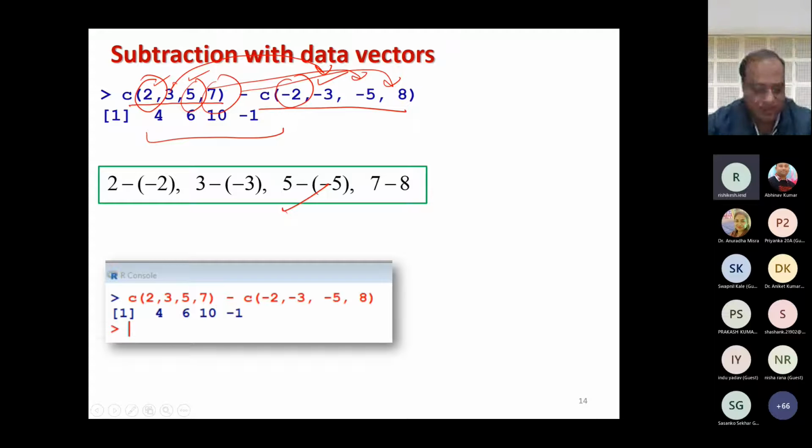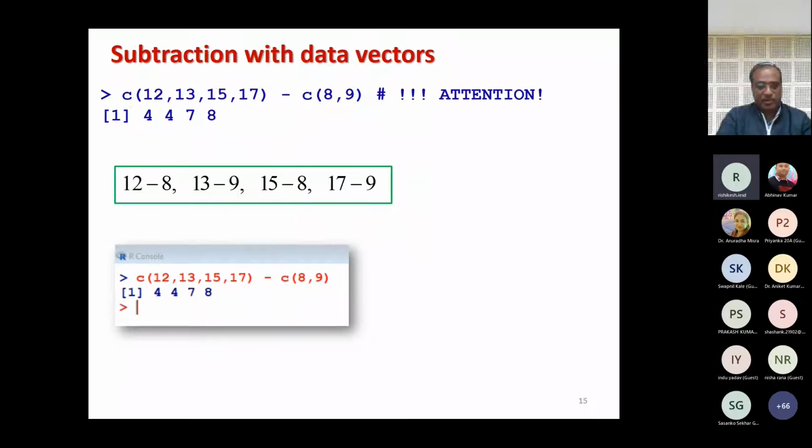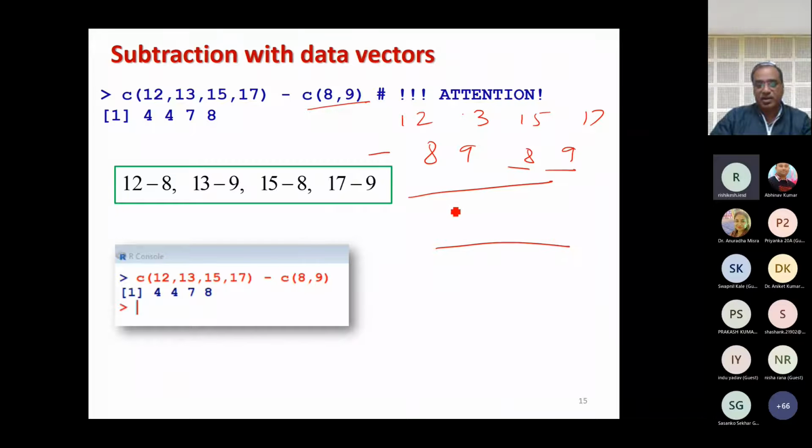That is the same thing I explained that happens when you do the addition. Similarly, if you take only an exact multiple of numbers in the second data vector, you get 12, 13, 15, 17, and then 8 and 9 are subtracted. There are no more numbers here, so it will write down 8 and 9 again. Then 12 minus 8 is 4, 13 minus 9 is 4, 15 minus 8 is 7, and 17 minus 9 is 8.